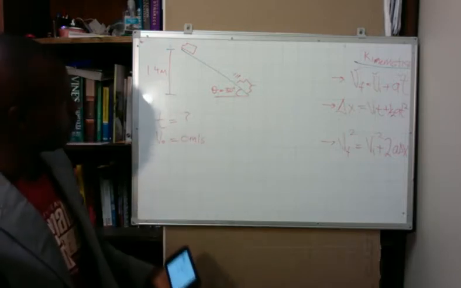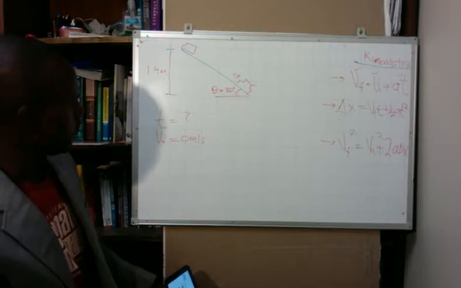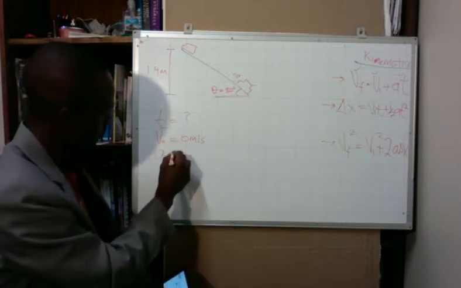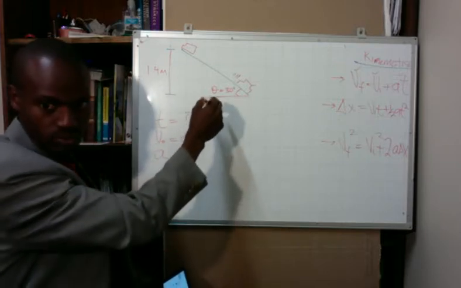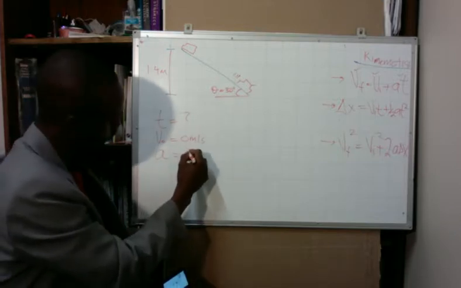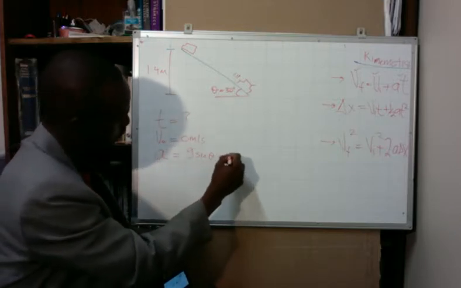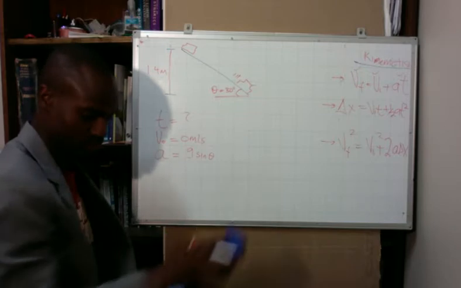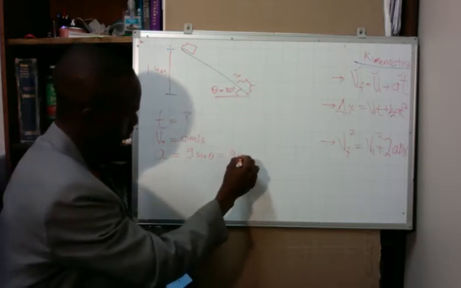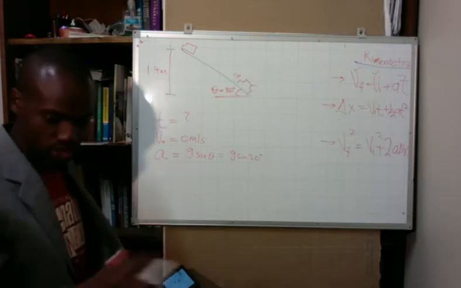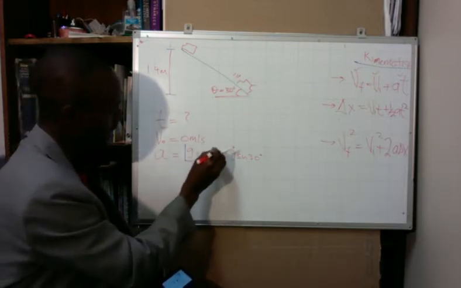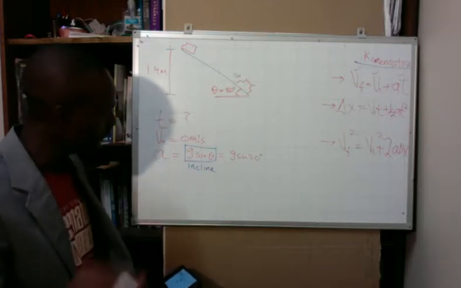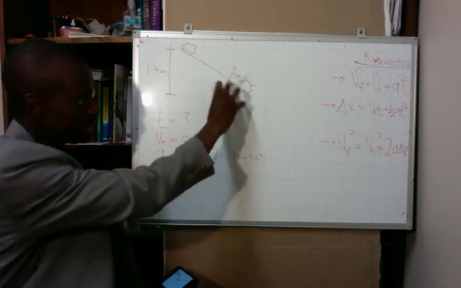And what else do we know? The acceleration is gravity times sine 30. Good job. Let's just put gravity sine 30. Because this is always true whenever something is at an incline. Whenever something is at an incline, gravity has to be scaled down by the sine of the angle the incline makes.